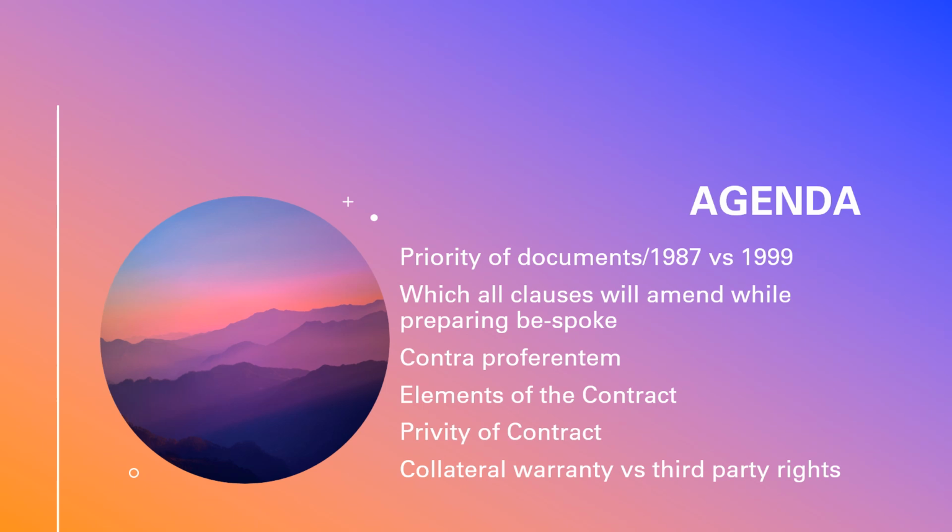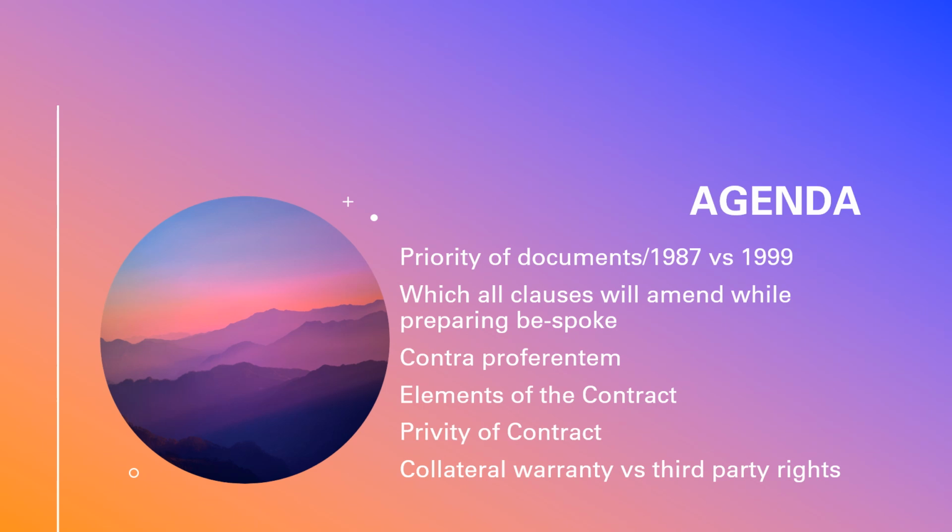Okay, so priority of documents as per FIDIC 1987 and 1999. I will explain 1999 first. In 1999: contract agreement, letter of acceptance, letter of tender, specifications, drawings, then any other schedules or other documents. Whereas in 87, you have the contract agreement for sure, letter of acceptance, the tender, then Part 2 of the conditions, Part 1 of the conditions, then any other documents.